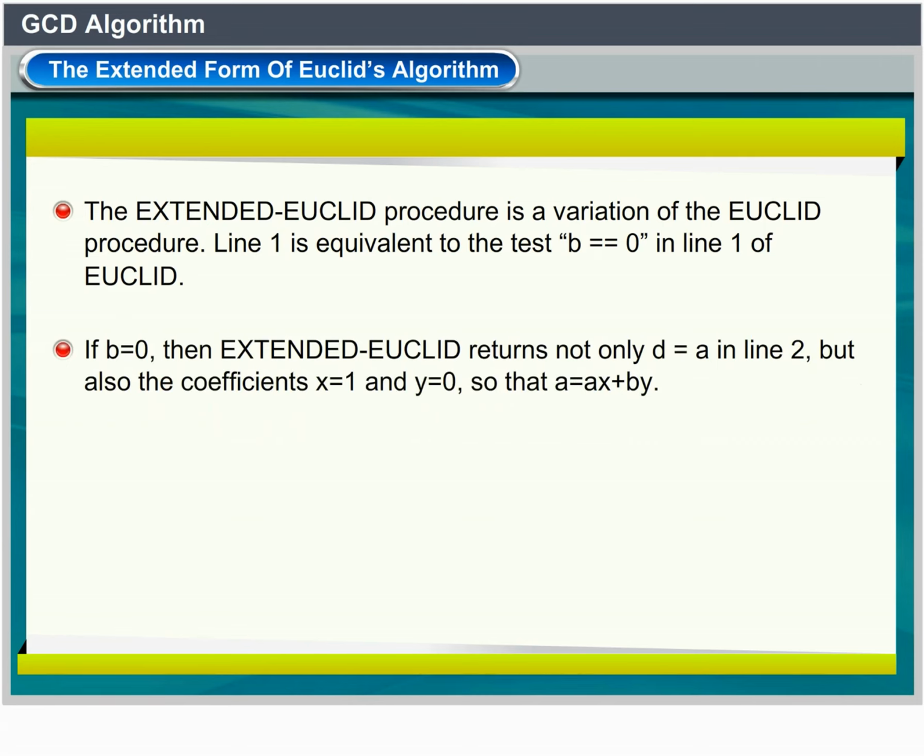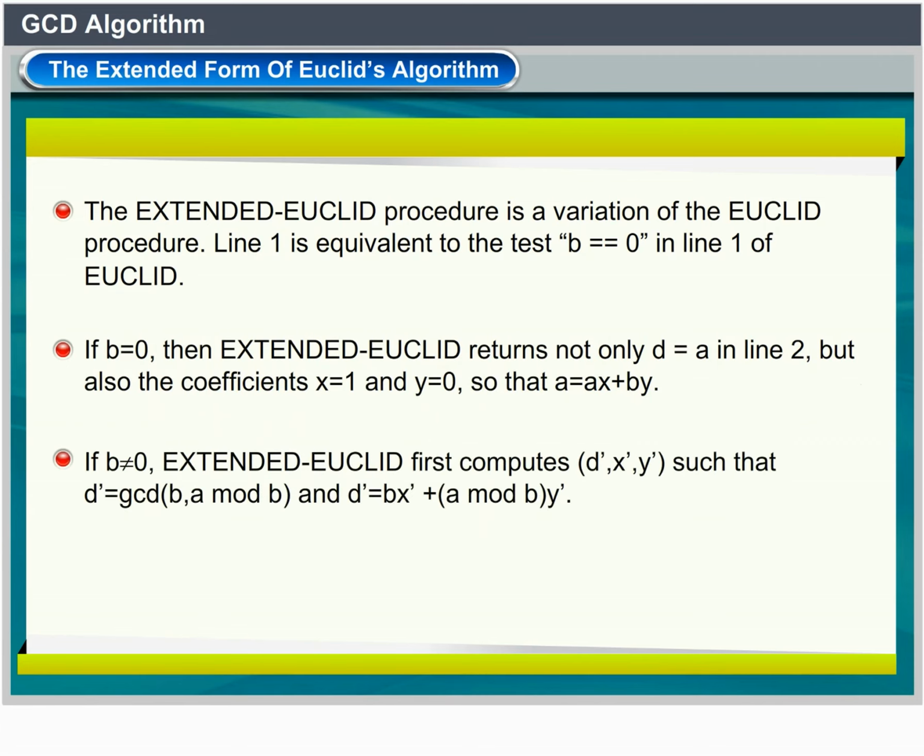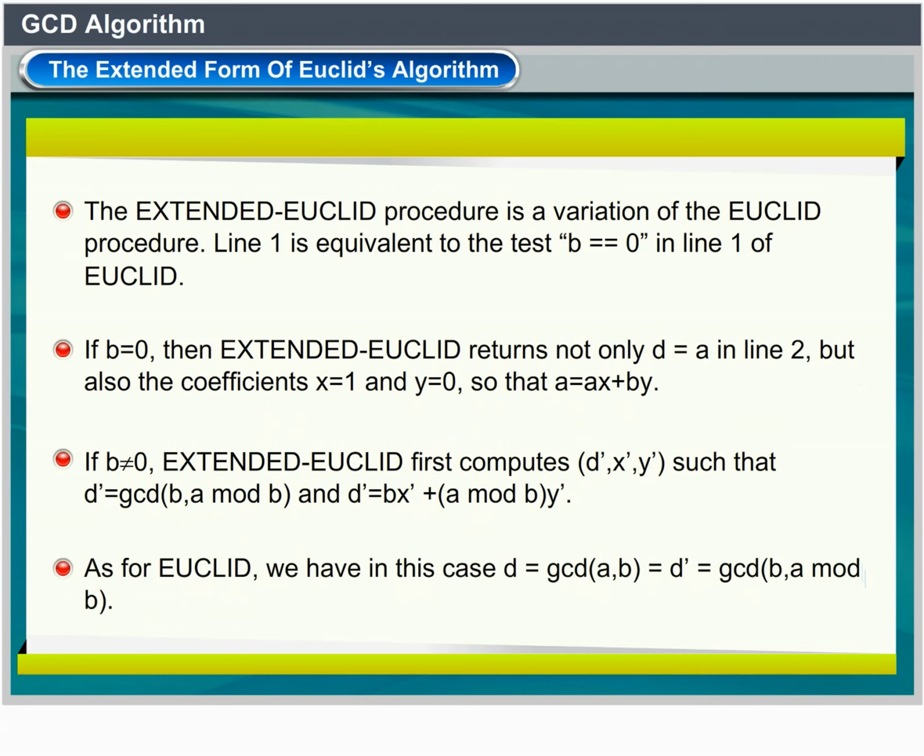If b is not equal to 0, extended Euclid first computes (d', x', y') such that d' equals GCD(b, a mod b) and d' equals bx' plus (a mod b)y'. As for Euclid, we have in this case d equals GCD(a, b), which equals d' equals GCD(b, a mod b).